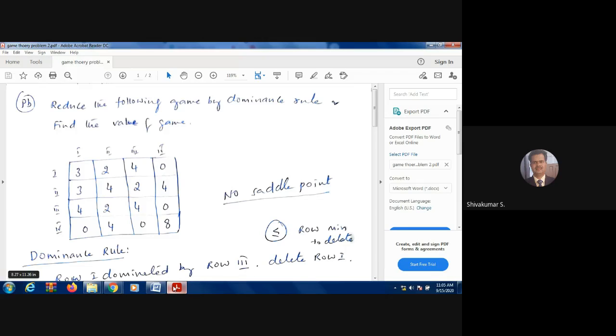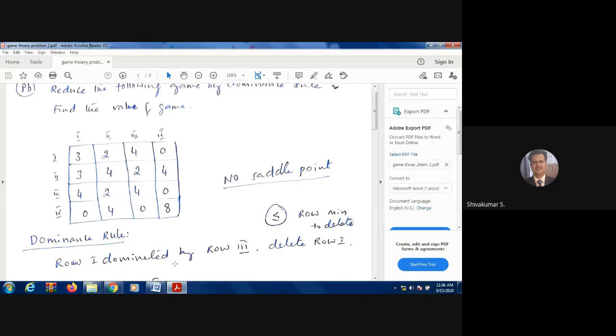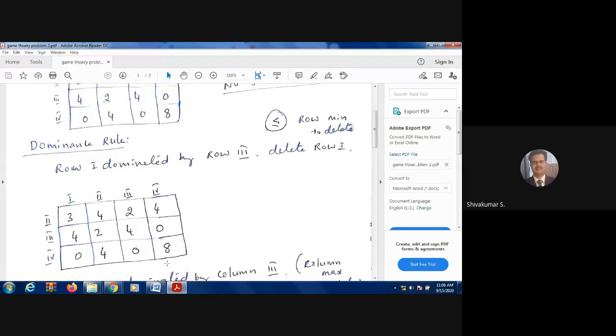Okay, now I hope you did it. Row 1 dominated by row 3, so delete row 1. Now you are going to get this matrix. You are deleting the first row, you are getting the remaining matrix, that is second row, third row, and fourth row. And the columns you have not touched. So columns 1, 2, 3, 4 as they are.